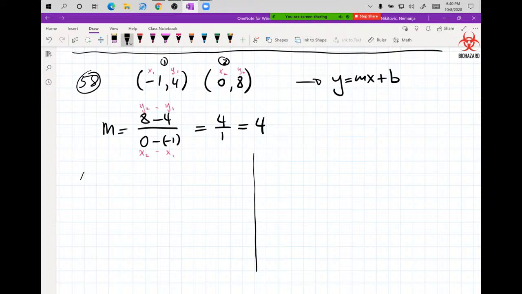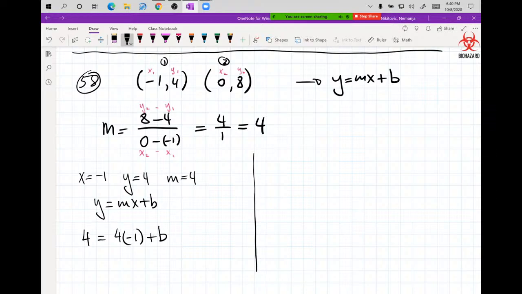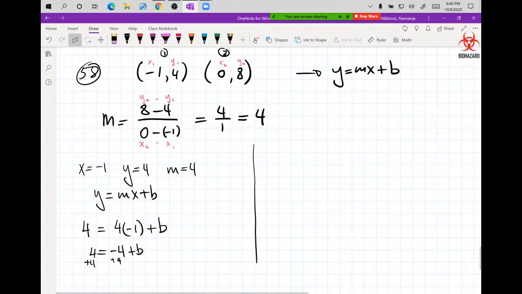So if I use x equals negative 1, y equals 4, and m equals 4 in y equals mx plus b, then my y is 4, my m is 4, my x is negative 1, plus b. This is 4 equals negative 4 plus b. And when I add 4 to both sides, I get that b equals 8.